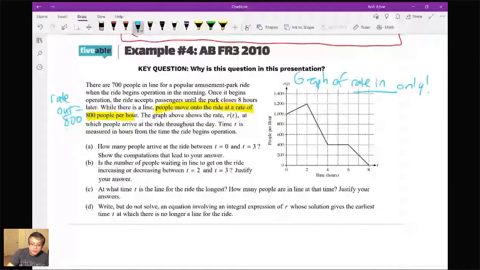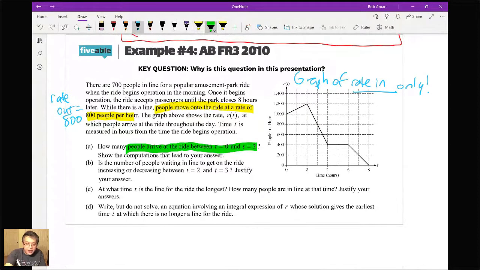Okay. But all we're talking about is how many people arrive at the ride between t equals 0 and t equals 3. This is an integral of rate in only. So between t equals 0 and t equals 3, you can use the graph to reason about that. And so this is the number of arrivals. Okay, this is 2 trapezoids.